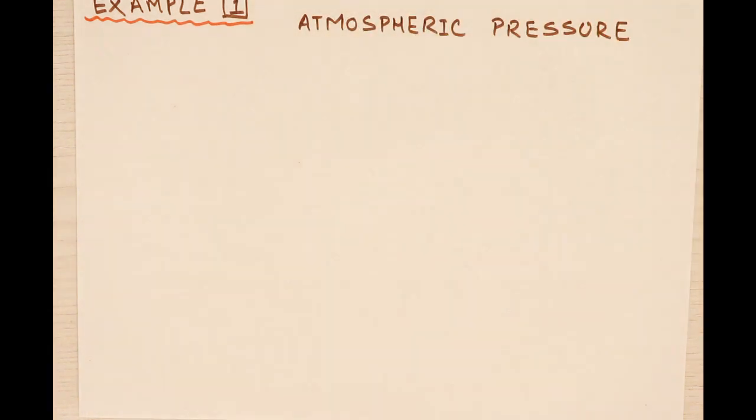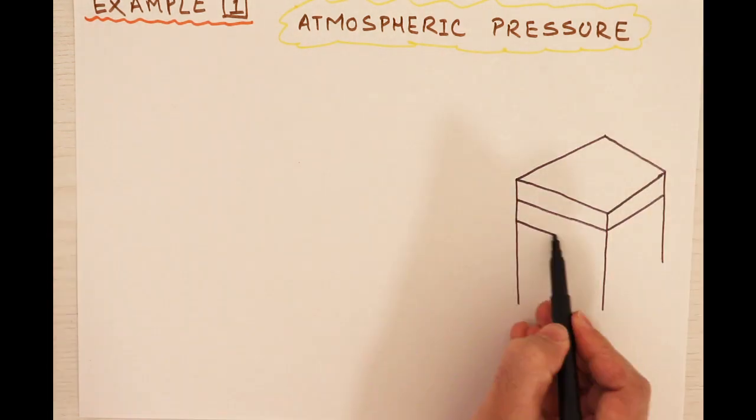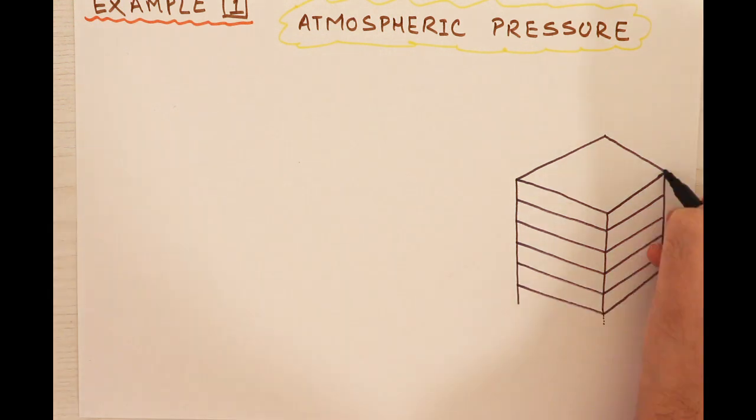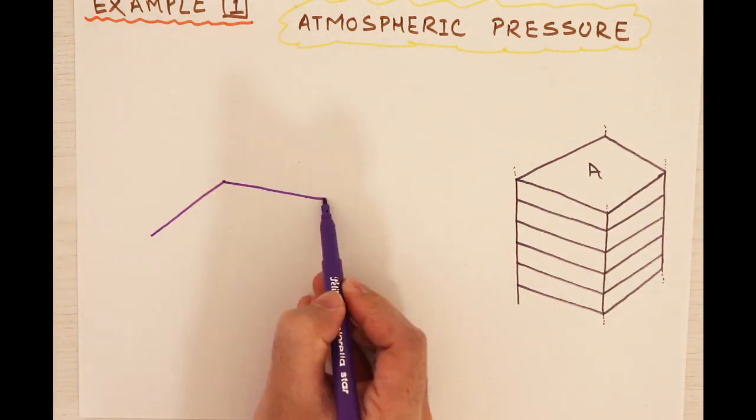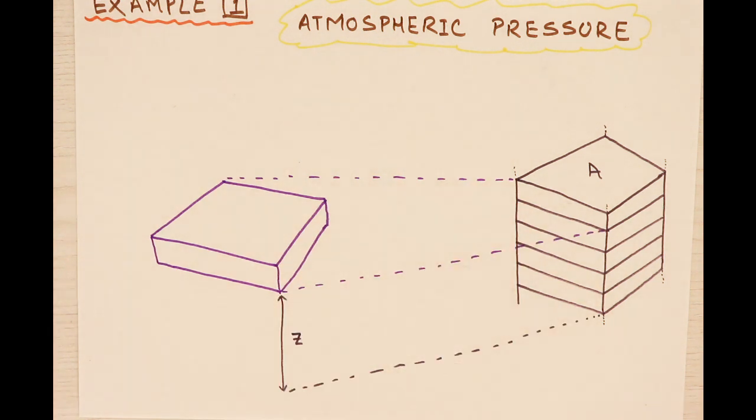Example 1 is the variation or fall of atmospheric pressure with the increase of altitude. Let's try to formulate a differential equation which will explain this natural phenomenon. For this, let us assume the atmosphere as a column of air with constant cross-section area A. Let us divide this column into boxes filled with air of thickness del Z.